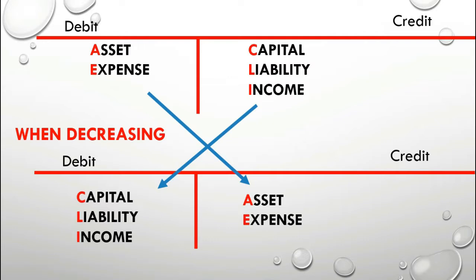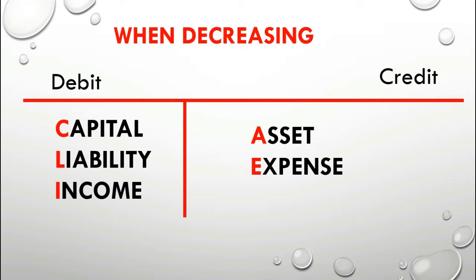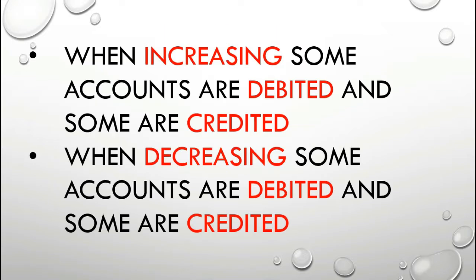So the elements in each side will not change, only the side will change. If you know which side to put when it's increasing, you can take the opposite of it when decreasing. I hope this is very straightforward. So we know capital, liability and income will come on the debit side when decreasing, and when asset and expense are decreasing, it will come to the credit side. We will understand this better when we go through a question.